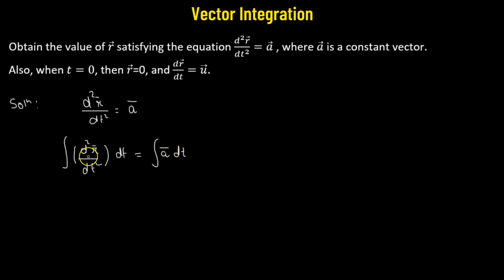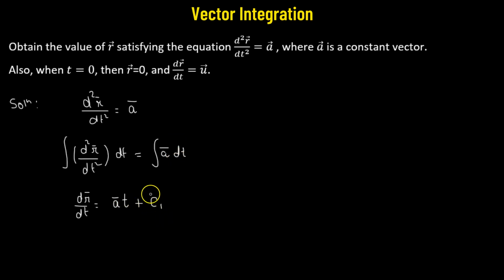Fine. Now the integration of the second derivative of r with respect to t is going to give us the first derivative of r with respect to t. And this will equal, we have a vector a, which is a constant, as already mentioned here. This will be multiplied by the integration of dt, so that's t plus some constant of integration c1.